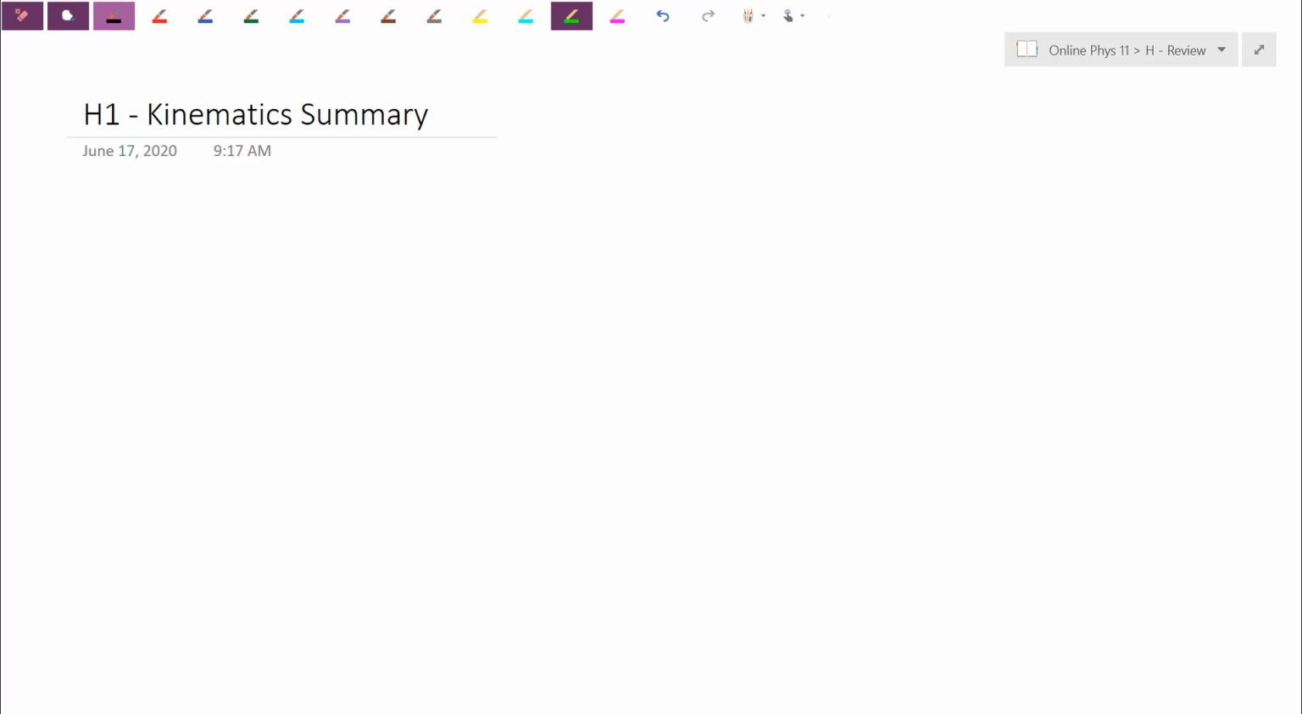So today I wanted to review with you some of the major concepts that we saw in our kinematics chapter. This chapter was all about motion. We introduced terms like distance, speed, acceleration. We started seeing some of those equations. Hopefully this will serve as a nice review for you.